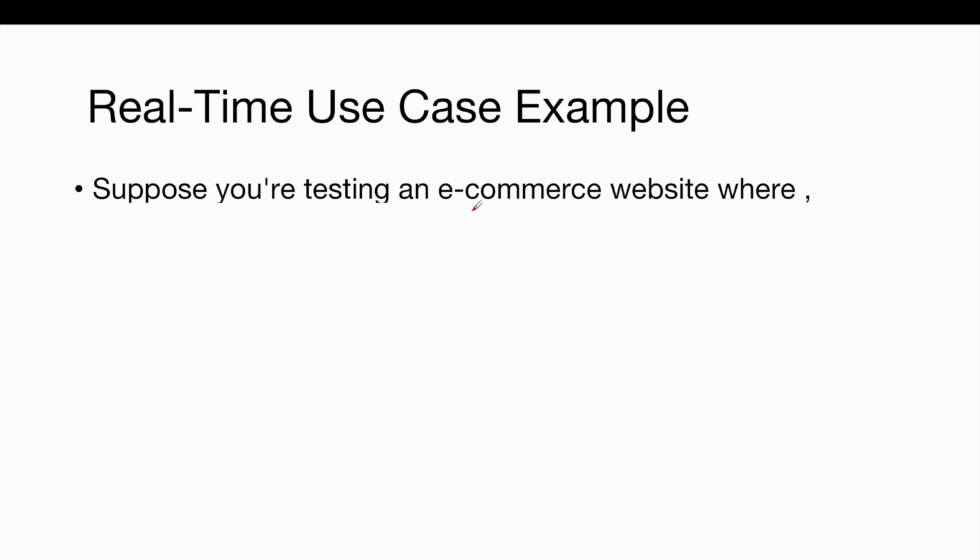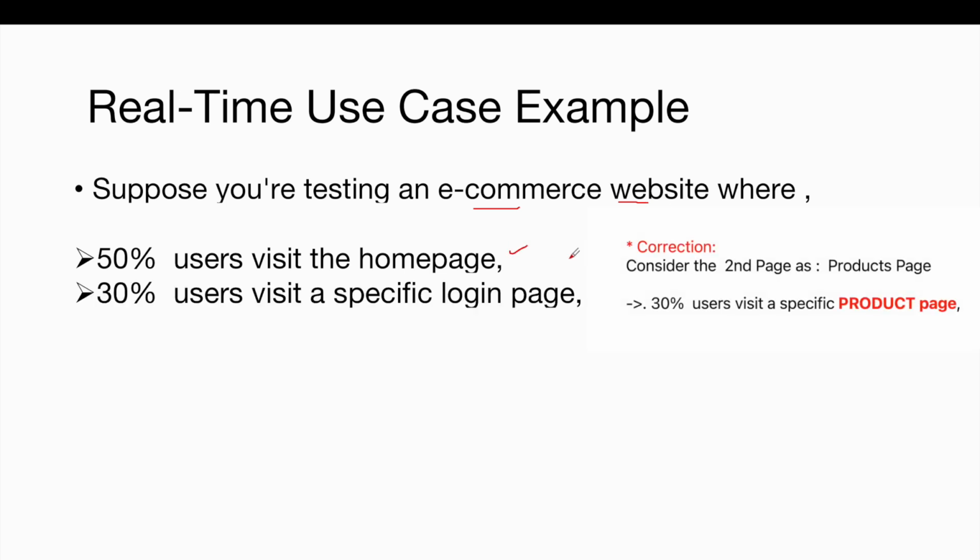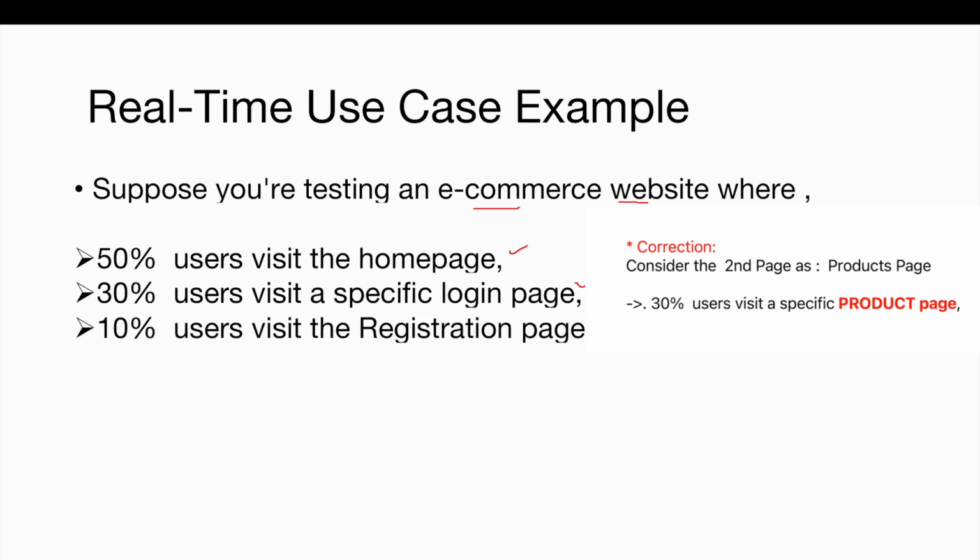Suppose you are testing an e-commerce website where 50% of the users are visiting the home page and 30% of the users are visiting the login page and 10% of the users are visiting the registration page and remaining 10% of the users are visiting the sign-in page. And we can simulate this scenario using throughput controller.